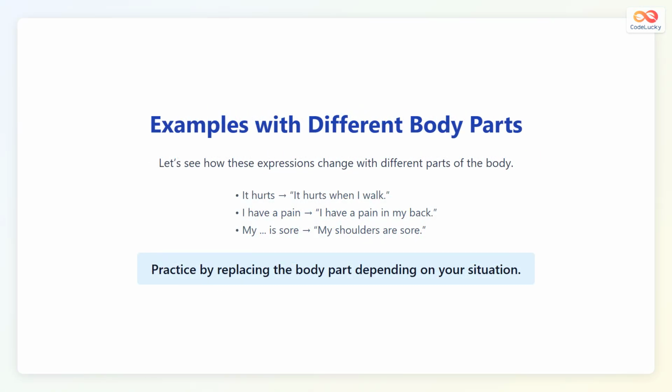You can change these expressions by using different body parts. For example, "It hurts when I walk" shows you feel pain while moving. "I have a pain in my back" means the pain is in a specific area. "My shoulders are sore" means the muscles feel uncomfortable. Try making your own examples by naming other body parts.